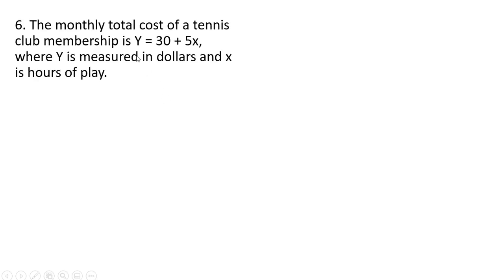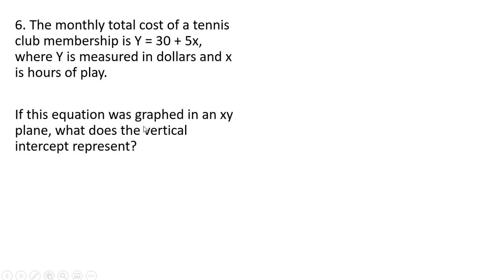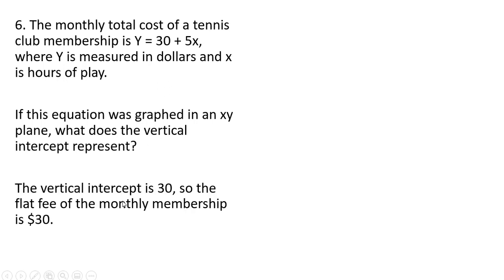The monthly total cost of a tennis club membership is given by the following: y equals 30 plus 5x, where y is measured in dollars and x represents hours of play. If this equation was graphed in an xy plane, what does the vertical intercept represent? So the vertical intercept is going to be the flat fee of the monthly membership. So the vertical intercept is 30, and that's going to represent the flat fee of the monthly membership.